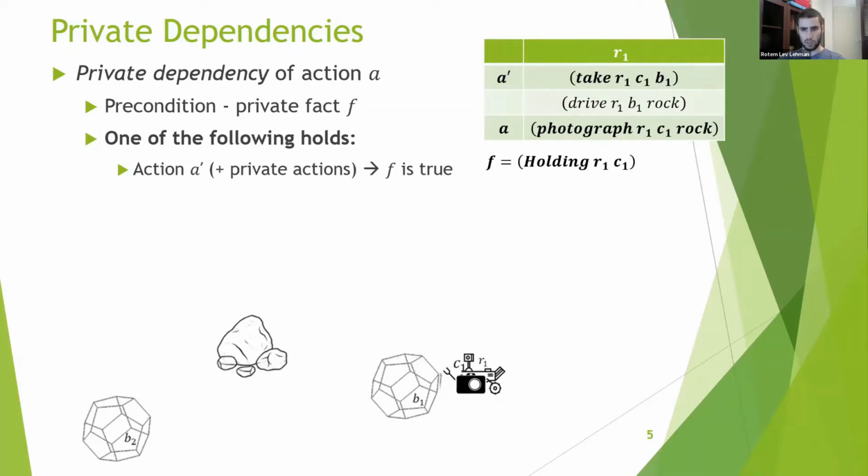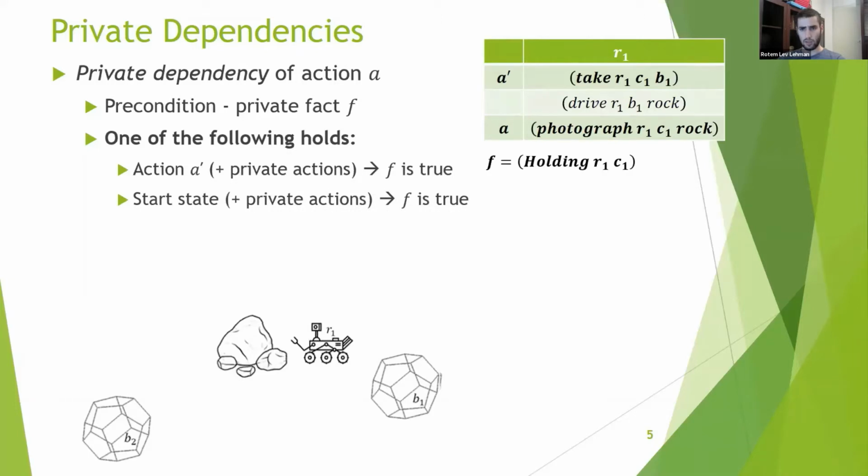So let's see the plan. This is a dependency between taking the camera and taking an image of the rock, which are both public actions. Another thing that could happen is that F is either true in the start state or can be achieved from it by applying only private actions.